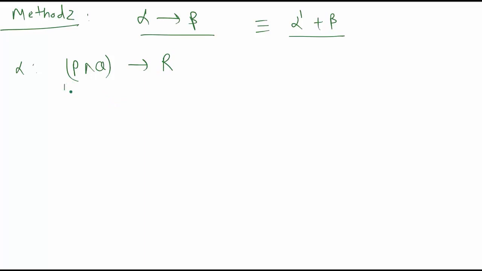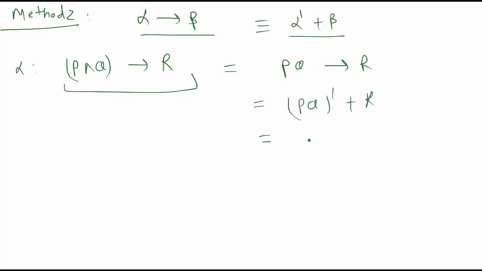Okay, so I can rewrite it as PQ imply R, which is same as (PQ)' plus R, which is same as P' plus Q' plus R, right? Yes. And what is beta?